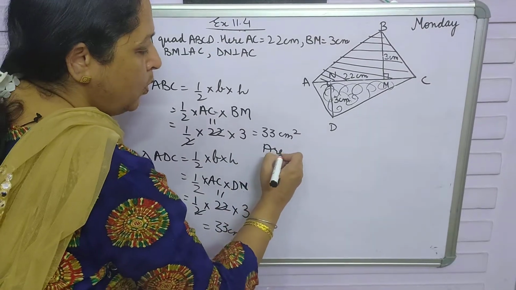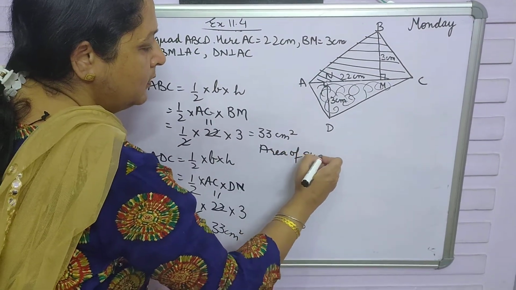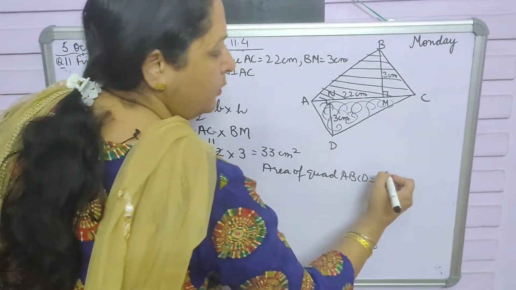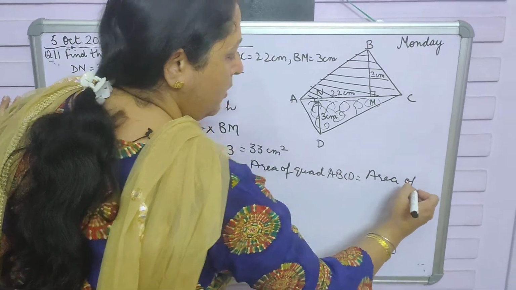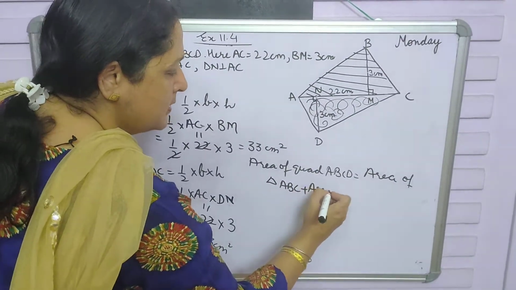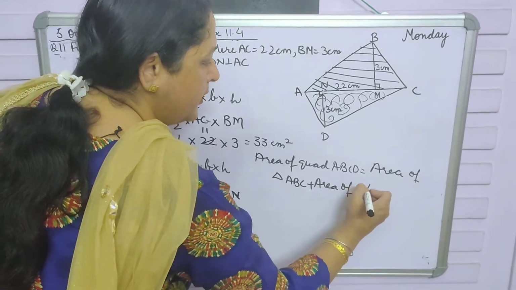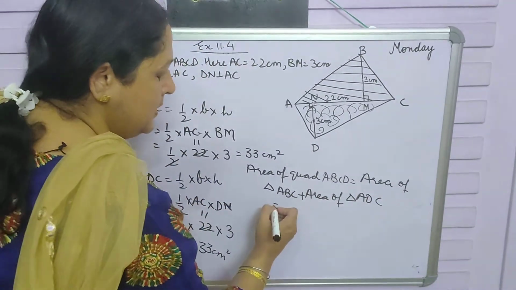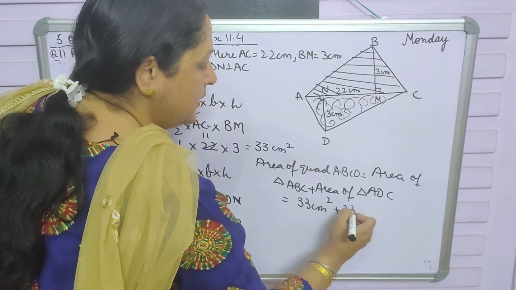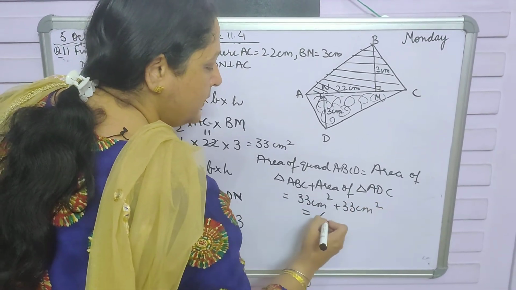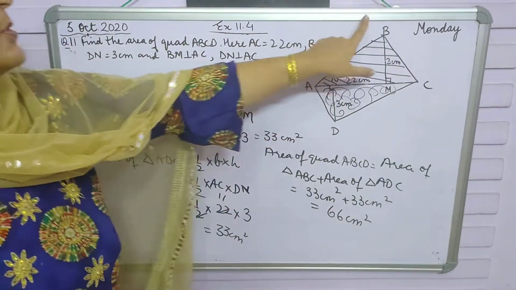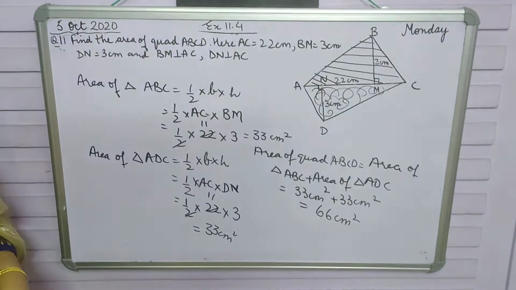Now what is the area of quadrilateral ABCD? It is equal to area of triangle ABC plus area of triangle ADC. So it is 33 centimeter square plus 33 centimeter square. So it is 66 centimeter square, the area of this whole quadrilateral ABCD.